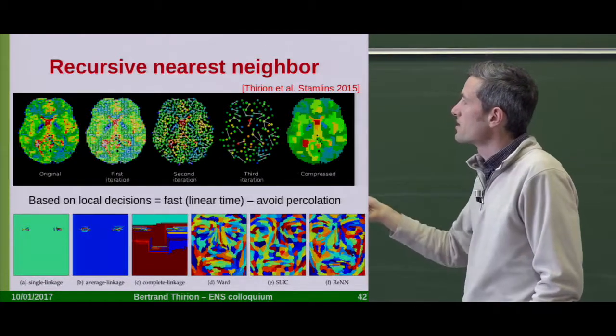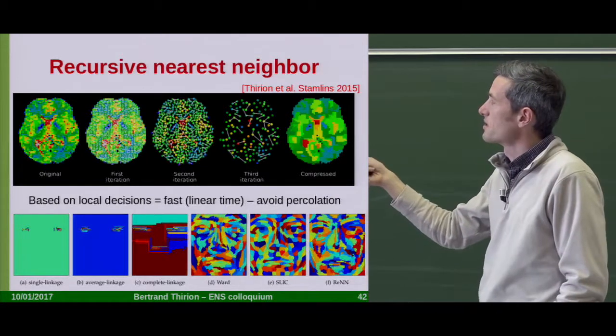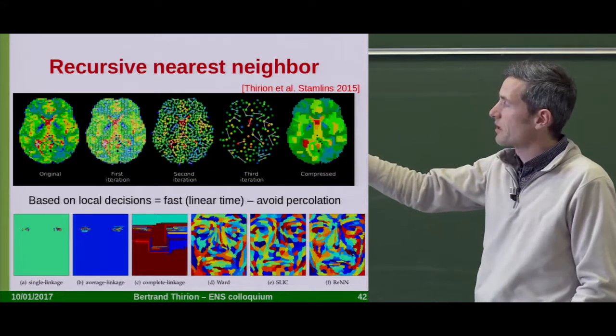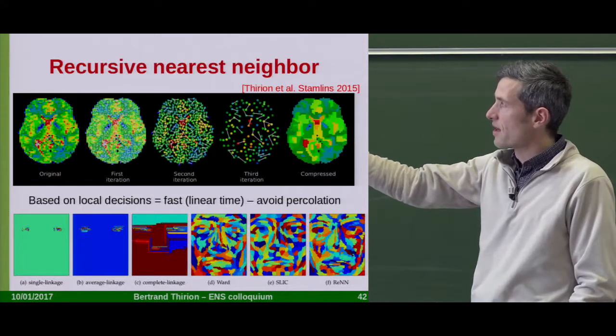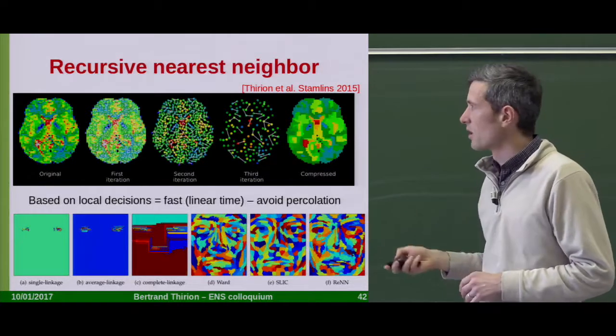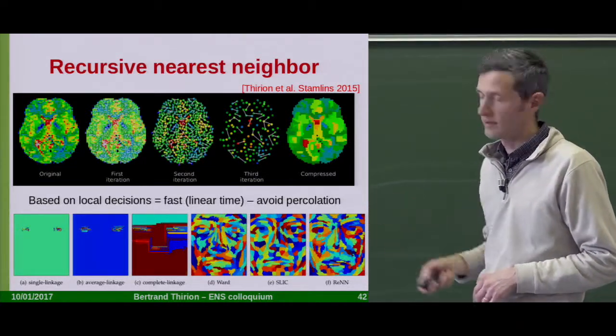And we can show that this is pretty good. Sorry, the result on face images is here. It's much better than, for instance, hierarchical methods that will tend to percolate. They tend to create one giant component, which is very bad in terms of data representation.